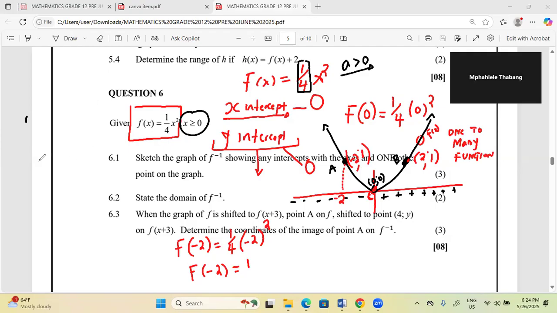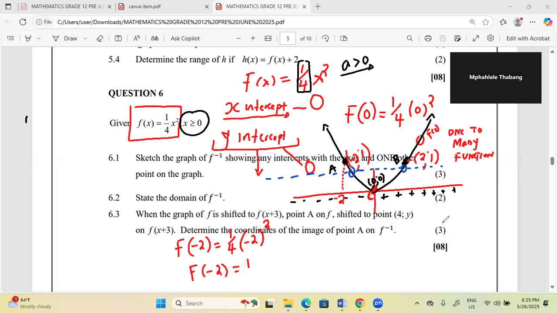A one to many function can be visualized or tested by what we call a horizontal line test. So I'm going to draw this line. I'm calling it a horizontal line test. If this line cuts the graph twice, 1, 2, we say this is a one to many function. So this kind of function is a one to many function.